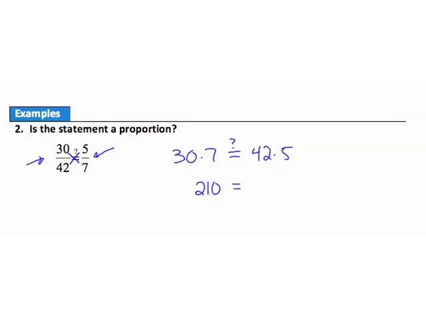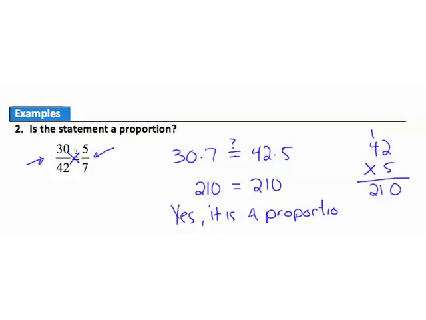42 times 5, we're going to have to do some scratch work on that, so we'll take 42 times 5. 5 times 2 is 10, carry the 1. 5 times 4 is 20, plus 1 is 21. So, since these cross products are equal in value, we would say yes, it is a proportion.